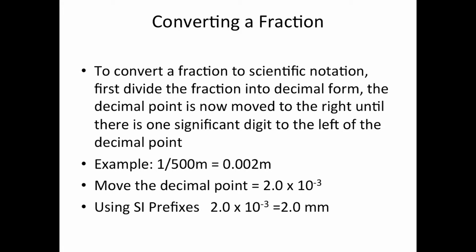Next we'll do converting a fraction. To convert a fraction to scientific notation, first divide the fraction into a decimal, and then move the decimal point until there's one significant digit to the left of the decimal point. If we had 1/500th of a meter, it equals 0.002 meters. Now we move the decimal point until that first significant number, the 2, is on the left of the decimal point. That gives us 2.0 times 10 to the minus 3. Now using the SI prefixes, 2 times 10 to the minus 3 equals 2 millimeters.